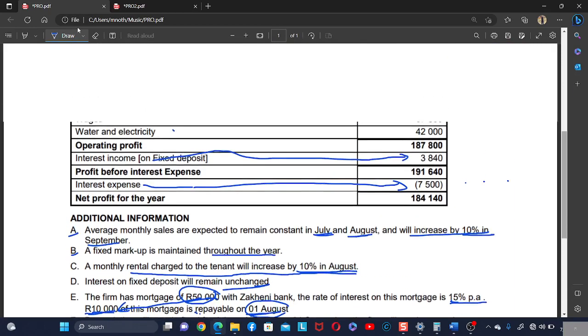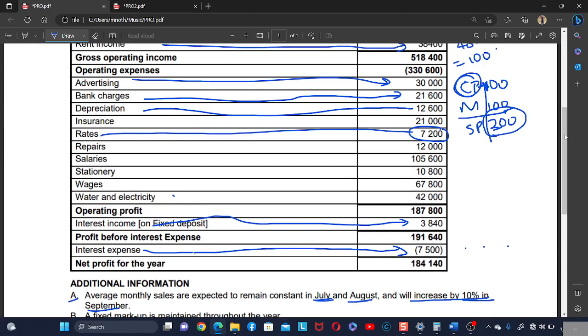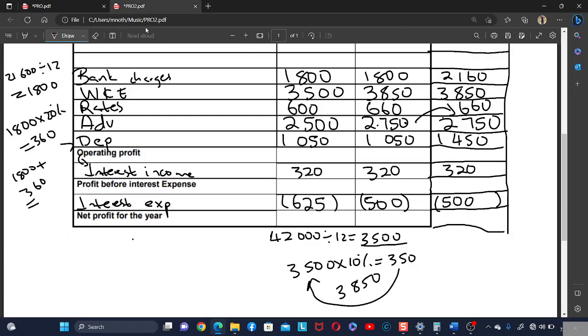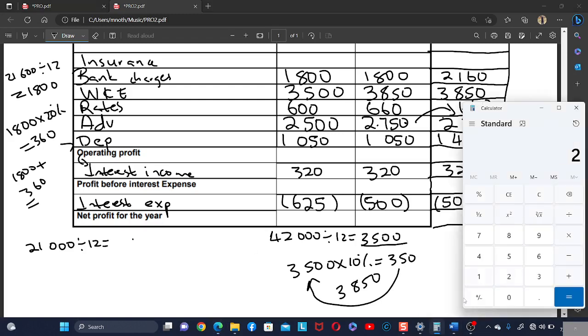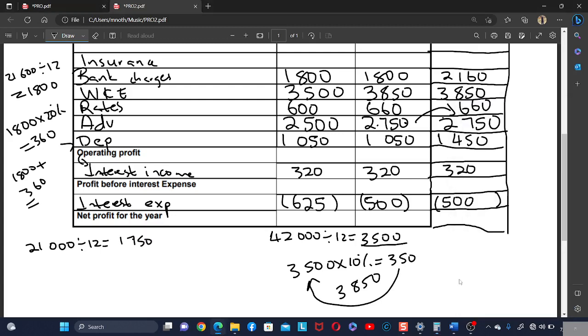And then another expense that was not affected is the insurance. The insurance is 21,000 divided by 12. 21,000 divided by 12, it is going to be 1,750. So the insurance is 1,750 per month.